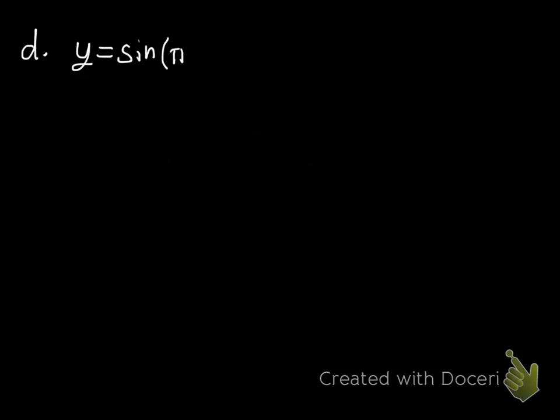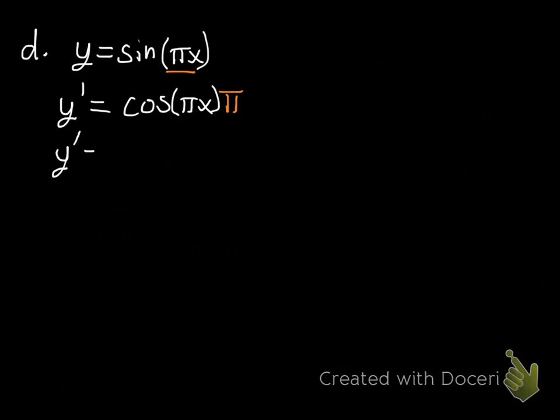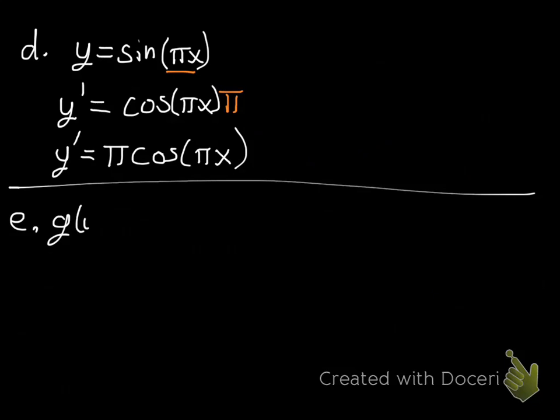So y equals sine pi x. All right. So the outside function is sine. The inside function is pi x. The derivative of sine is cosine of pi x, times the derivative of pi x. Excuse me. And then the derivative of pi x is just pi. Okay, let's put that pi in front. Pi cosine pi x.